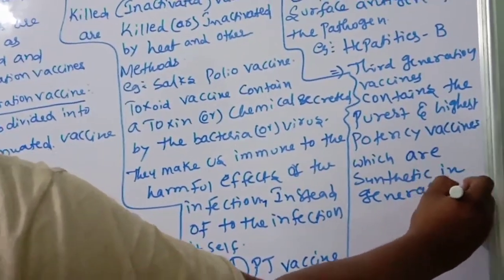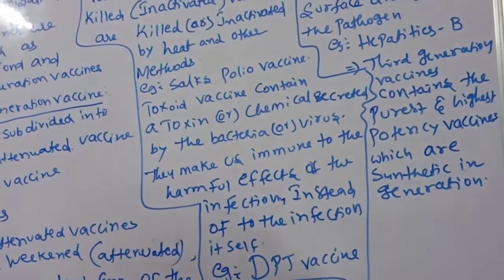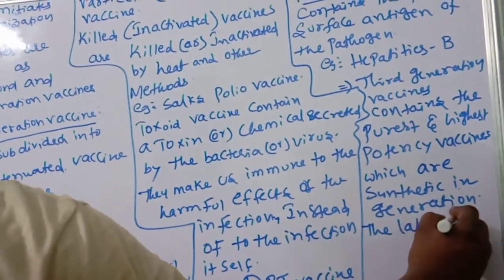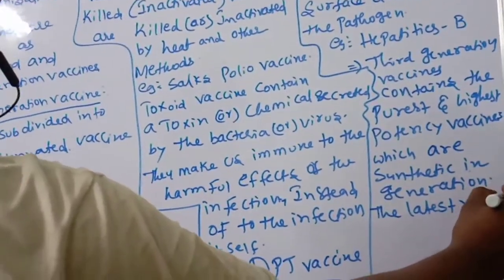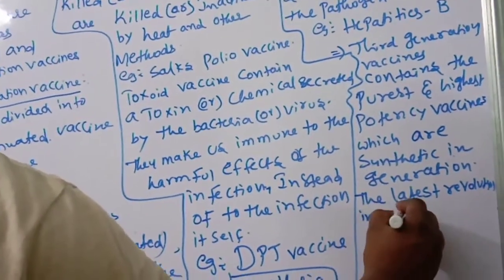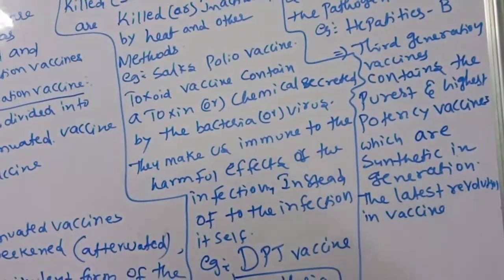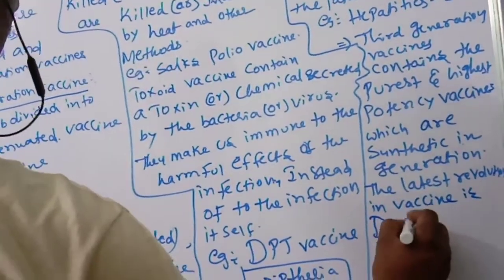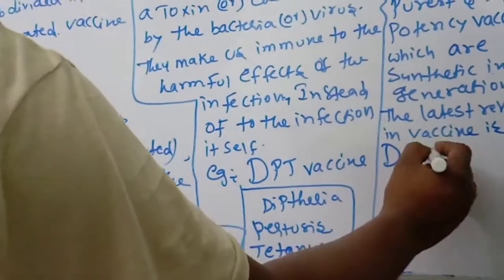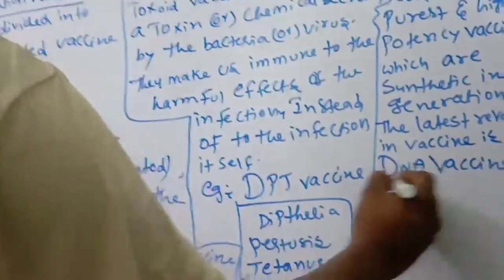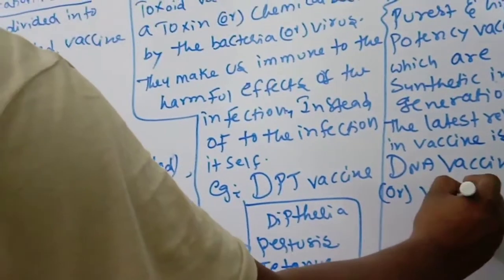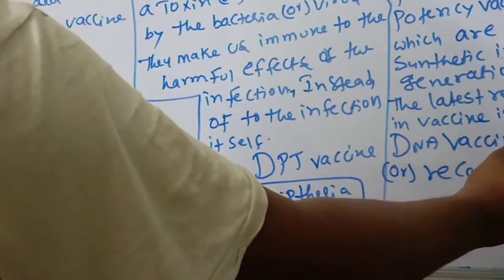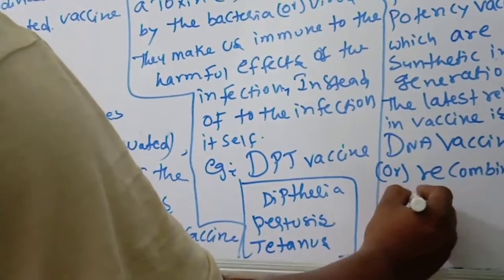Okay, children, very important. Next one, the latest revolution in vaccine. The latest revolution in vaccine is which one? DNA vaccine, or recombinant vaccine. Very important. Recombinant vaccine.